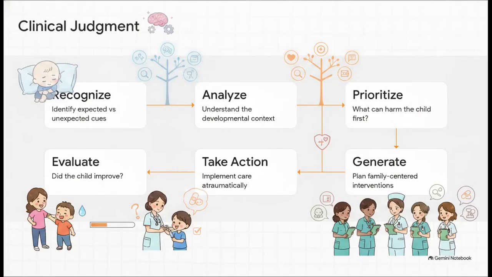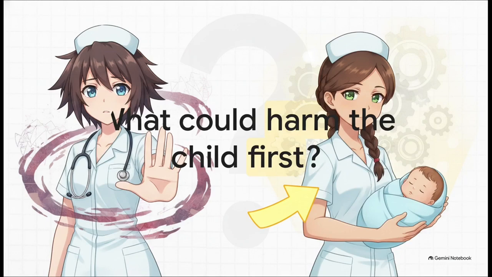This all comes together through clinical judgment. The 6 steps are pretty standard. Recognize cues, analyze them, prioritize, generate solutions, take action, and evaluate. But in pediatrics, analyzing cues means you constantly have to separate expected developmental behavior from unexpected clinical deterioration. A toddler screaming because mom left the room? Totally expected. A toddler who is suddenly quiet and lethargic because their oxygen is dropping? Massive medical emergency.